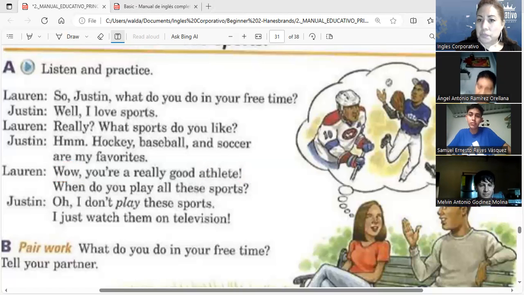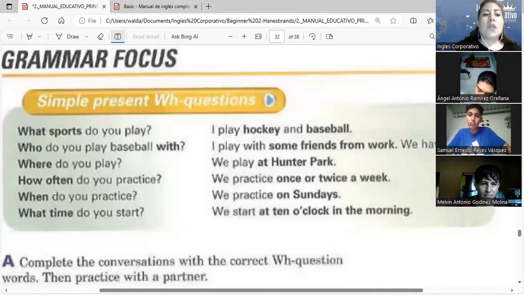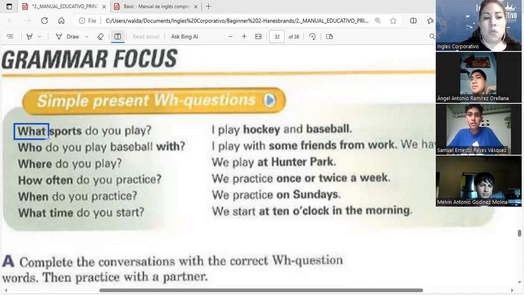So, we have the questions here. What sports do you play? Okay, so these are questions with WH question words or phrases. So let's start with the first word. What does it mean, what? What is the meaning of what? Okay, very good.